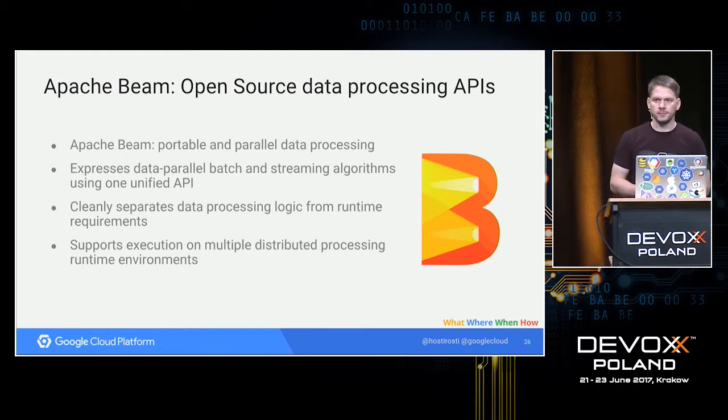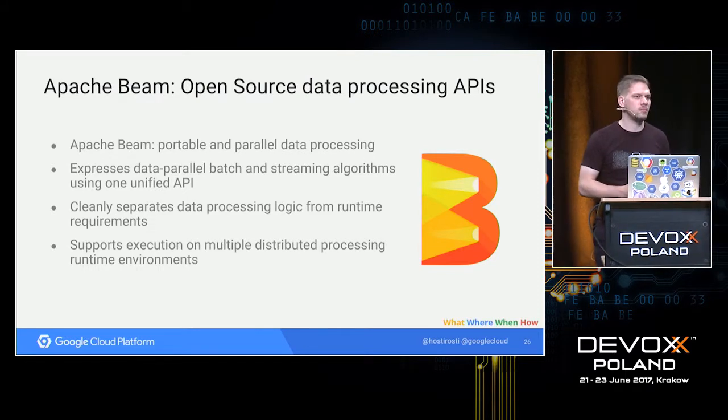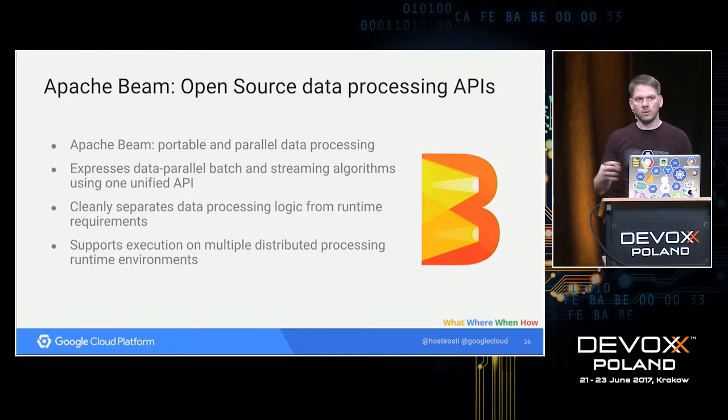We then donated this, and it became a top-level project in the Apache Foundation at the beginning of this year. So Dataflow is available now as Apache Beam, an open source data processing API, which can not only run on Google Cloud Platform on our Dataflow service, it also runs on Flink or Spark or other runners, Gearpump. So there's a whole ecosystem which is being built right now where you can run your pipelines when you write them in Apache Beam.